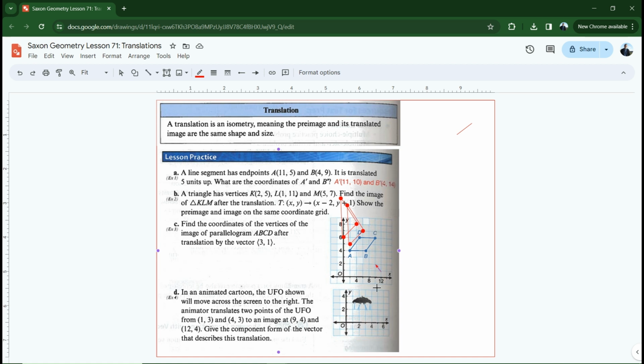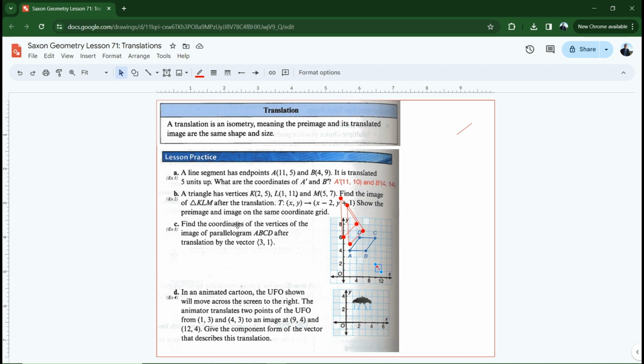And I can put this vector anywhere on the graph I want. It doesn't matter where the starting point of the vector is. It doesn't affect the starting point of these points. It just tells me what direction and how far they're going to move. All right, let's move on to letter C.